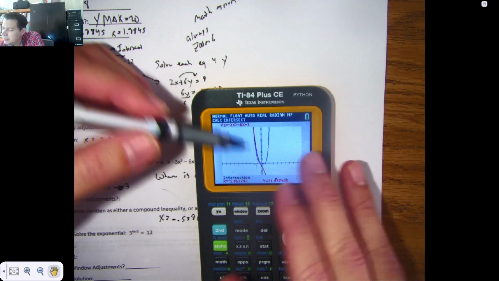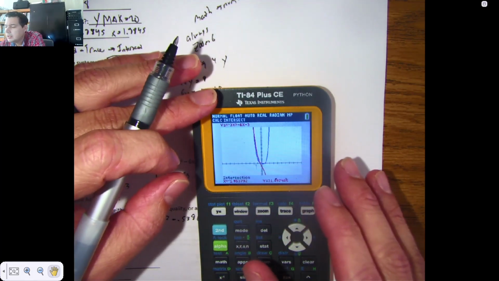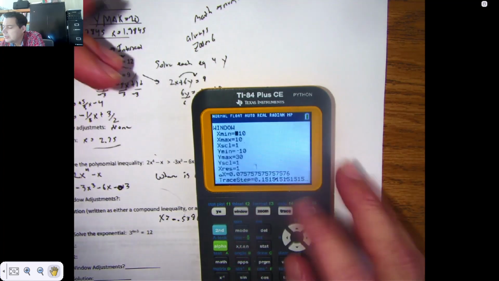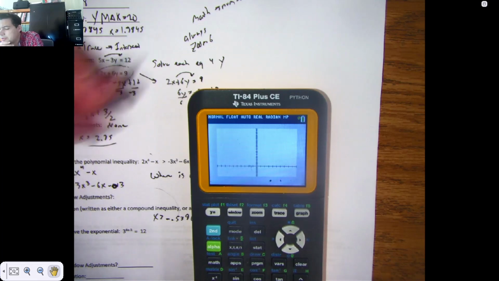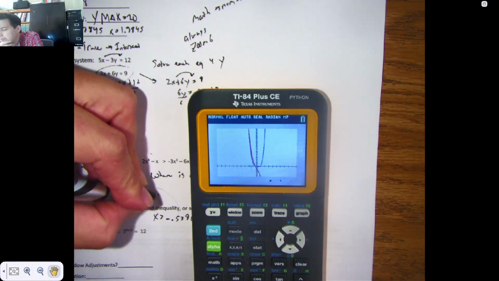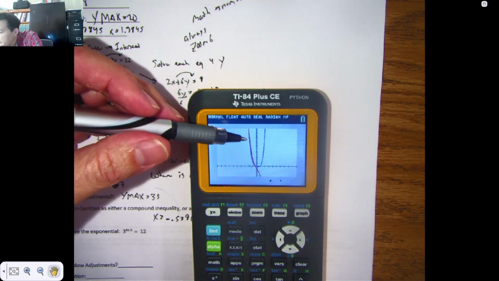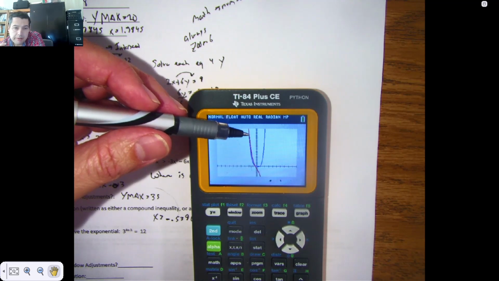The TI-84, these new ones are kind of nice in that you actually don't have to see the intersection. The older ones you had to, but it looks to me like I needed a Y-max of 35 to actually see what I wanted to see. So the Y-max is 35. That's to see the full picture. And ridiculously hard to tell. But at some point in here, the blue line starts winning again.